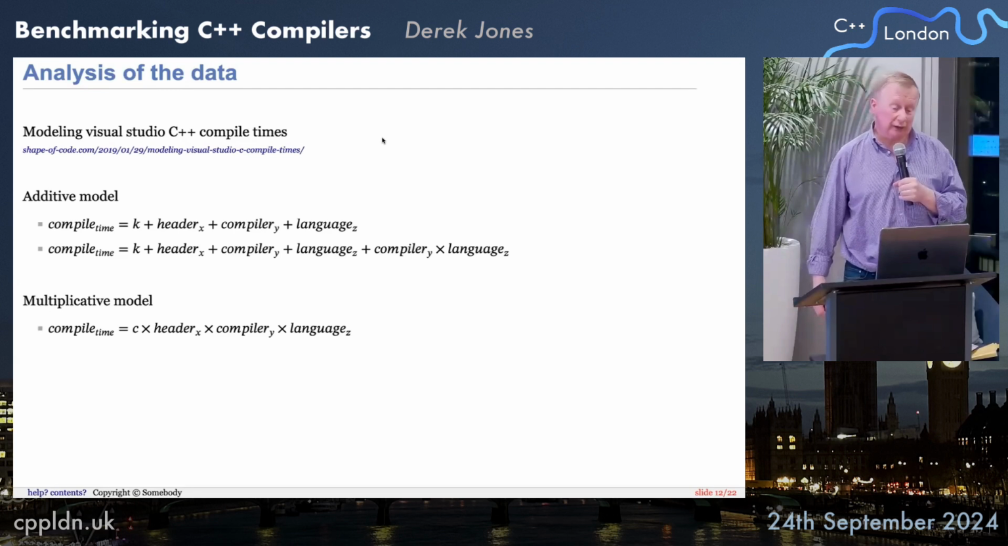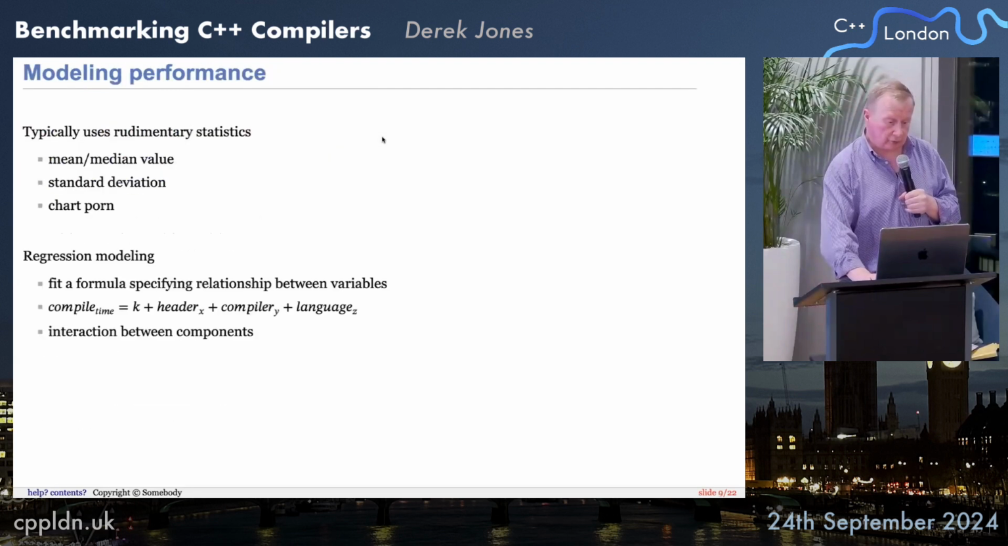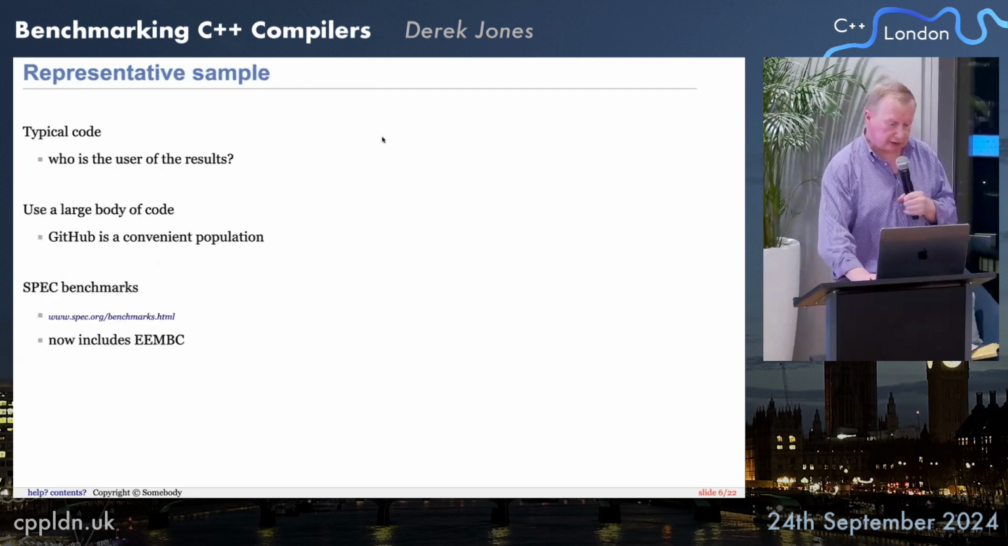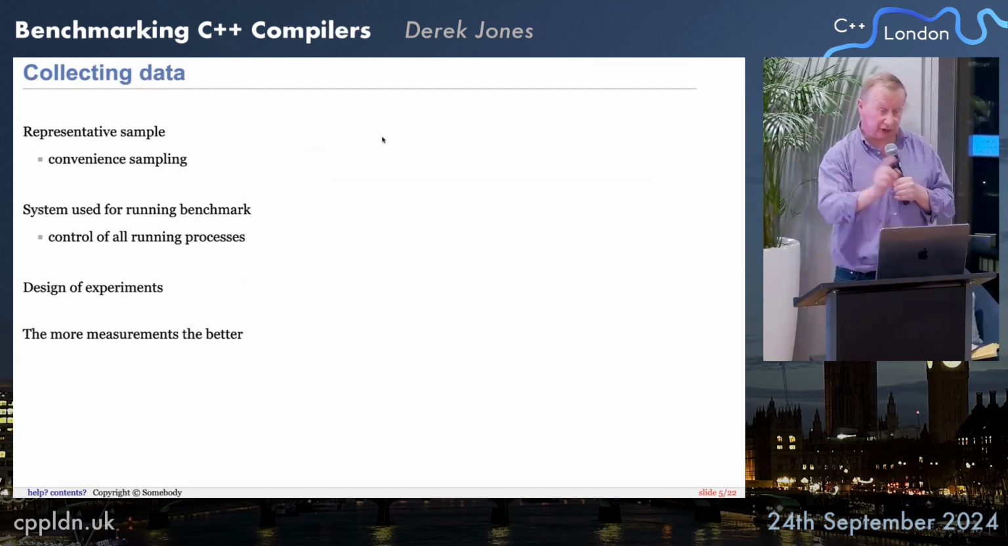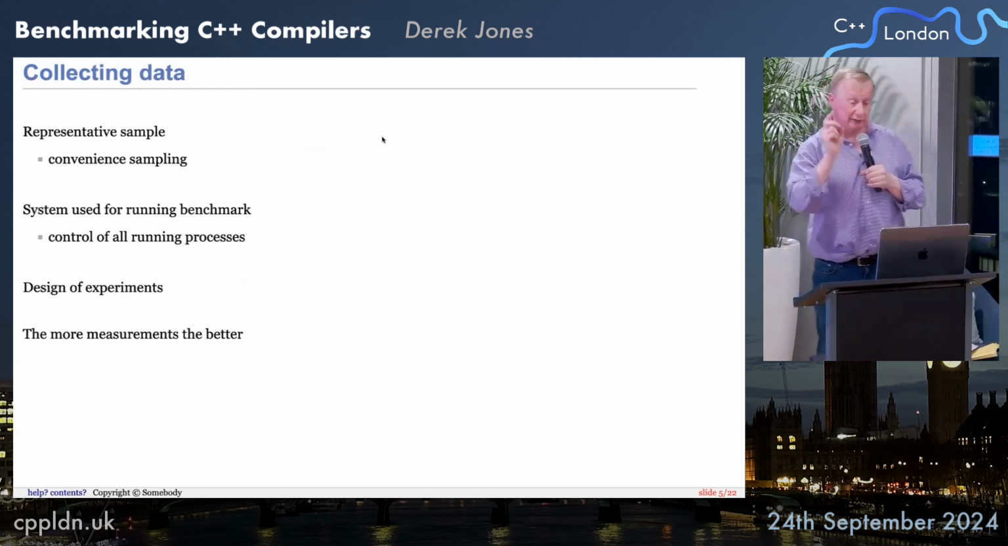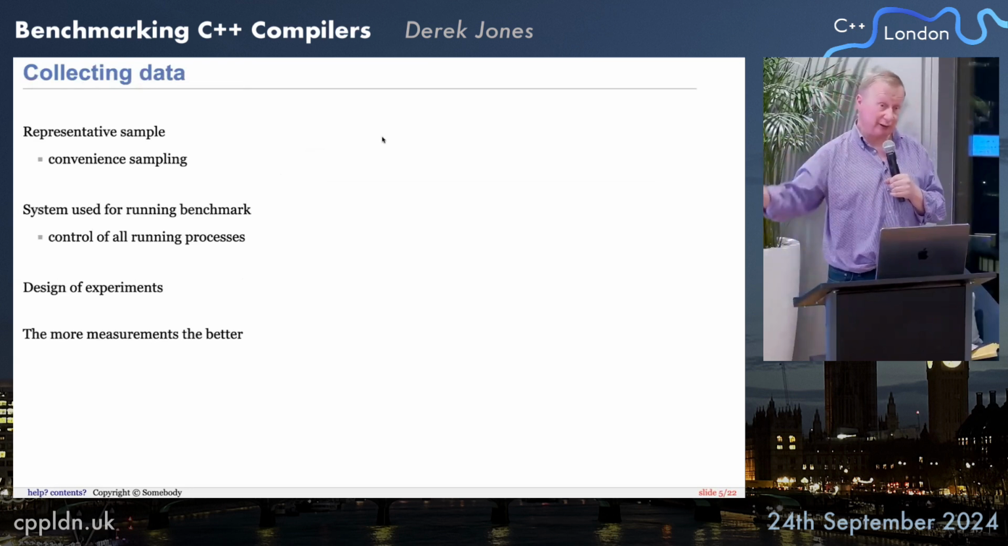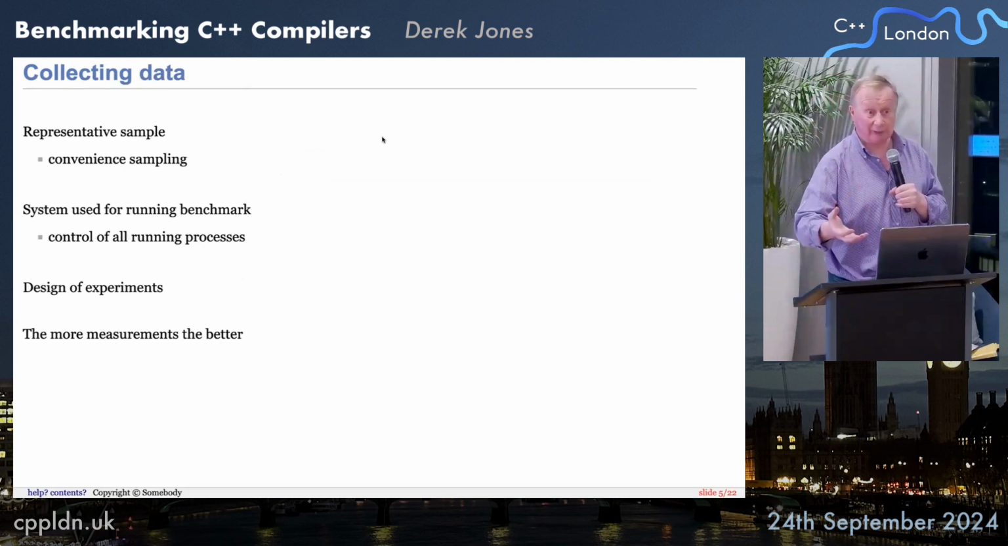Yeah, the key phrase you want is design of experiments. If you search for design of experiments, there are some very good books called Design of Experiments that will tell you how to run. A benchmark is an experiment, and they will tell you how to design experiments, and you'll see how to run benchmarks.